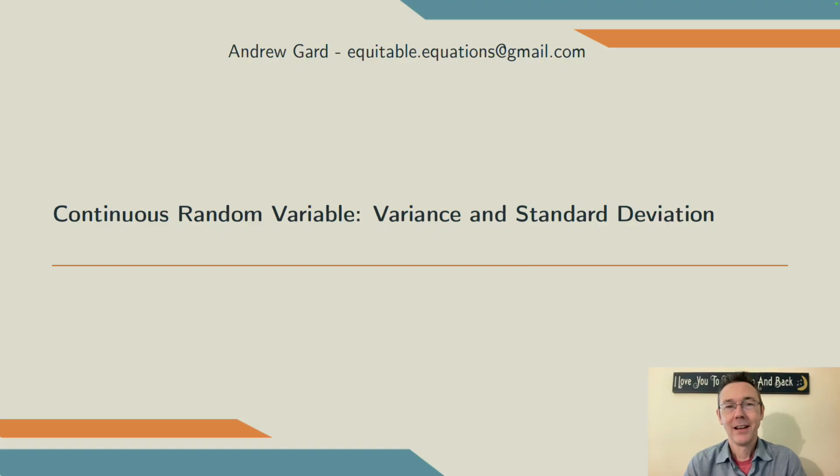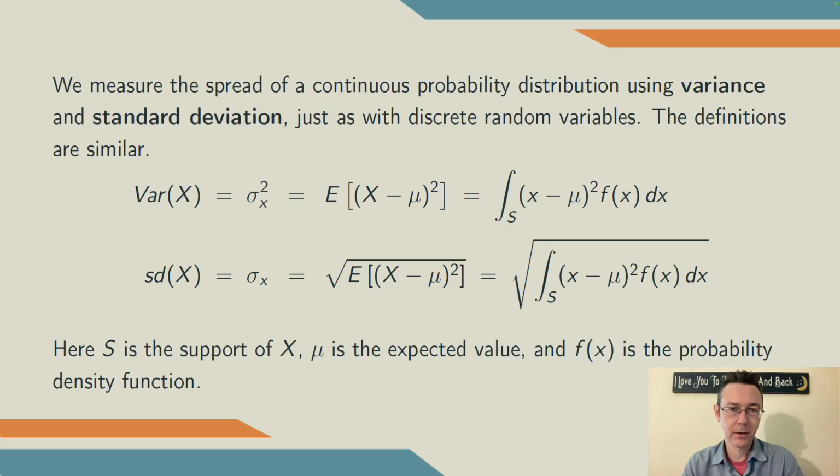Hey everybody. Today we're talking about the variance and standard deviation of continuous random variables. Basically, talking about the spread of those random variables. The definitions are pretty much identical to the definitions in the discrete case, except we've replaced the summations with integrals.